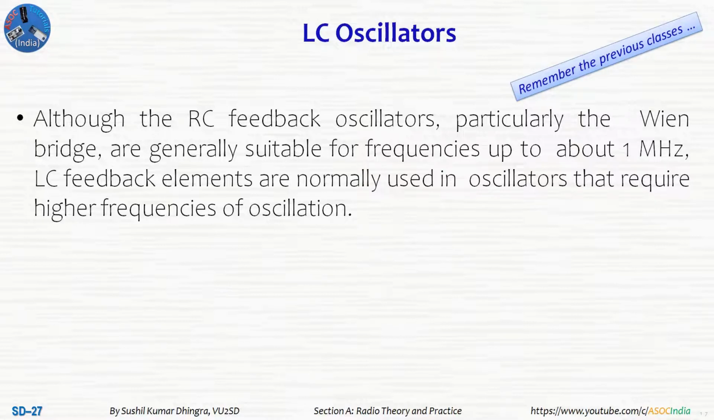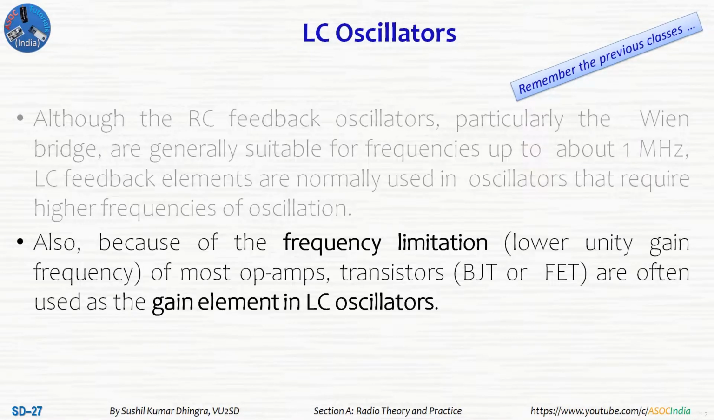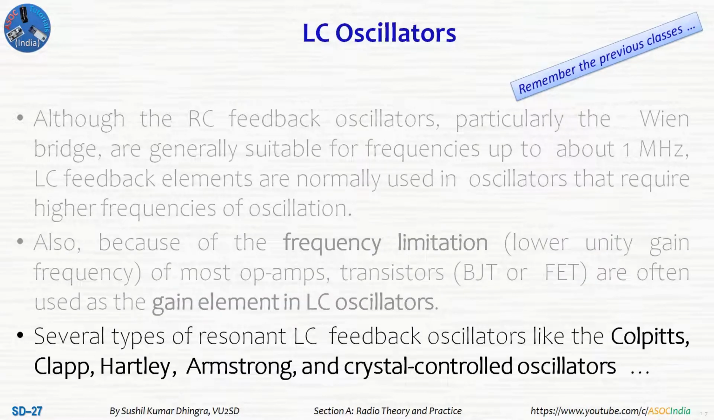But again, LC oscillators also have limitations. We go to the crystal oscillators. But here you have to remember the frequency limitation. Lower unity gain frequency of the most operational amplifiers, transistors, BJT or FET are often used as a gain element in LC oscillators. These components are used only to improve the gain. Several types of resonance LC feedback oscillators like Colpitts, Clapp, Hartley, Armstrong and crystal control oscillators exist, already explained in previous sessions.